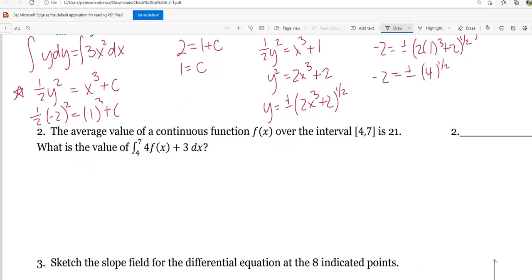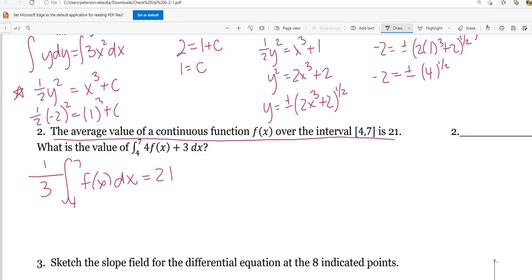All right, question 2. The average value of a continuous function f of x over the interval 4, 7 is 21, and we want to know the value of that second integral. So let's first take this statement and turn it into an equation. So the average value formula is 1 over b minus a, so 7 minus 4, integral from a to b of f of x dx. So that's the average value, and we know the average value is 21, right? So very conveniently, these are the same bounds for the integral that they ask in the question.